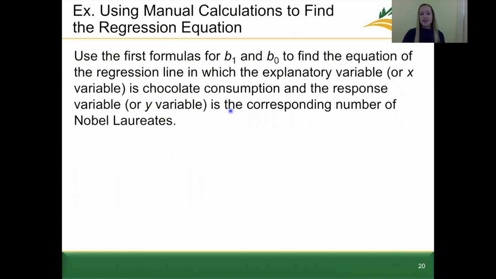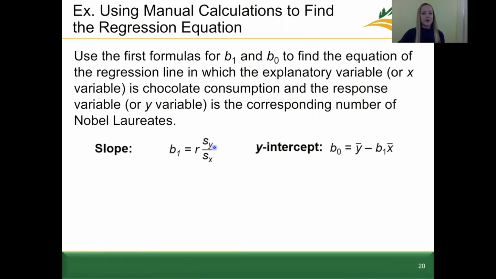So now that we've used Excel, we're also going to use manual calculations to find the regression equation. For our regression equation, remember we have y hat is equal to our slope times x plus our y-intercept. That means the 2 variables we need to find are our slope b1 and our y-intercept b0.